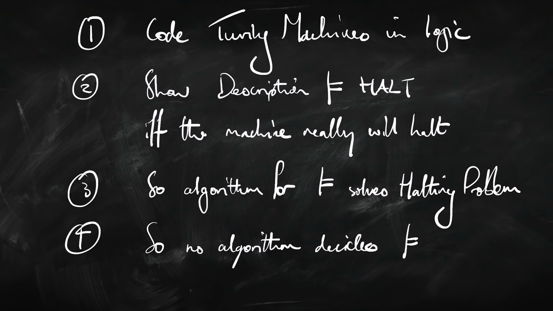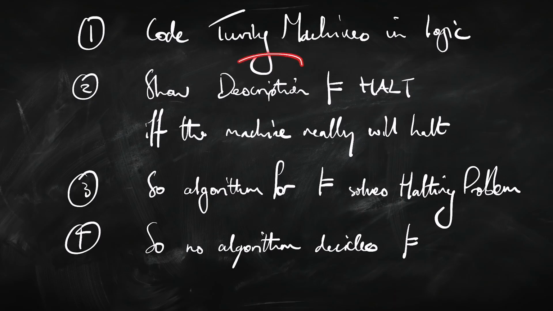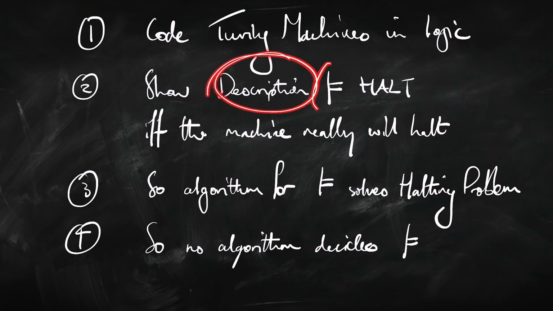So we can code up Turing machines in logic in such a way that if we take a machine and it is going to halt for a given input, then that description of the machine will logically entail that the machine will halt. That symbol there means logically entail in formal logic. We've got this description of a Turing machine, and our description of it will entail that the machine will halt if in reality that machine really would halt.